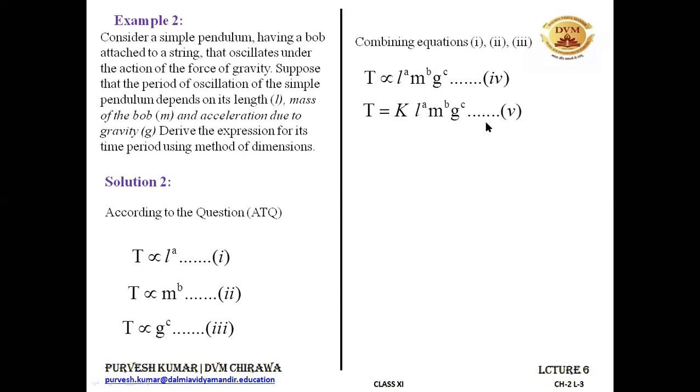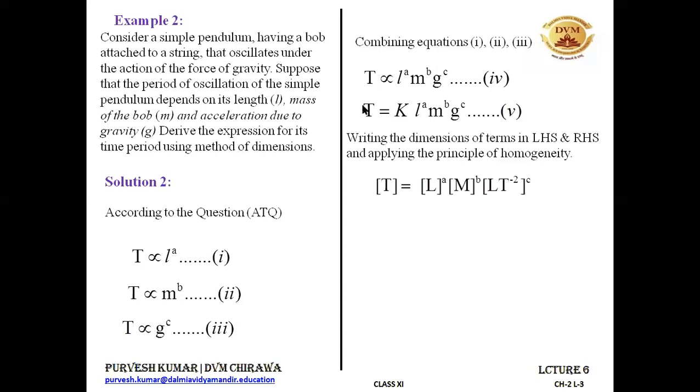Now we have to write the dimensions for the quantities that are involved in equation number 5 towards the left hand side as well as towards the right hand side. All right. That's what we need to do. So let's solve it. The dimension for time period T is T only. So you can write it like this: T. K does not have any dimensions.